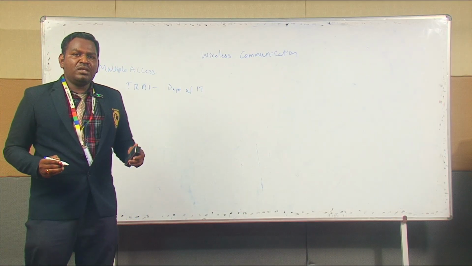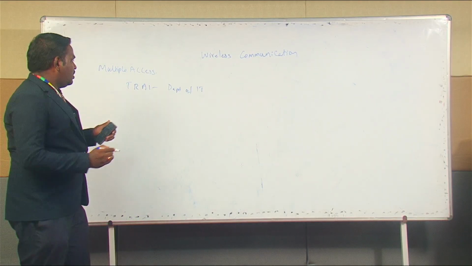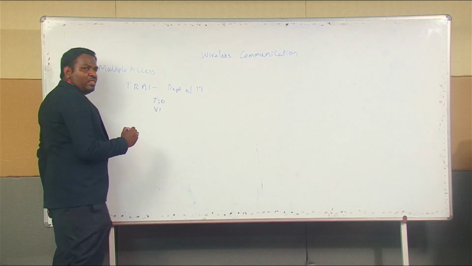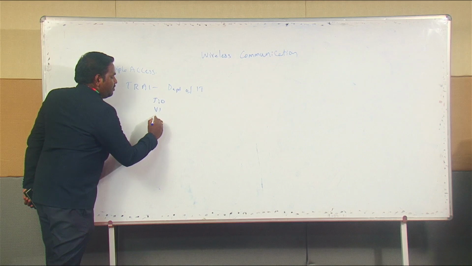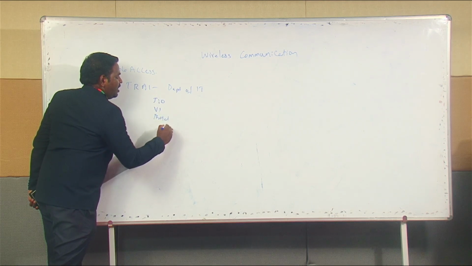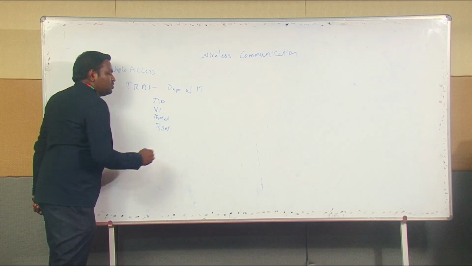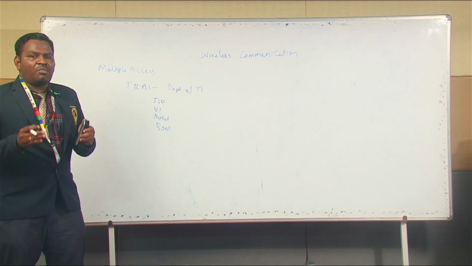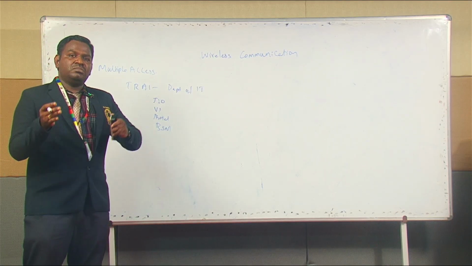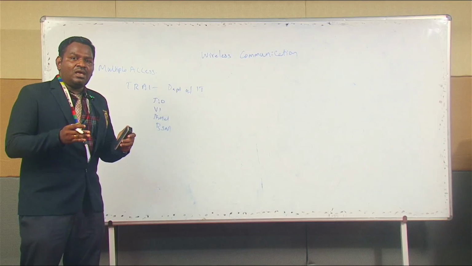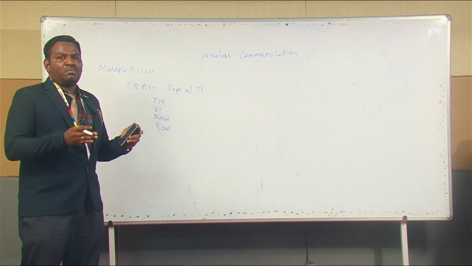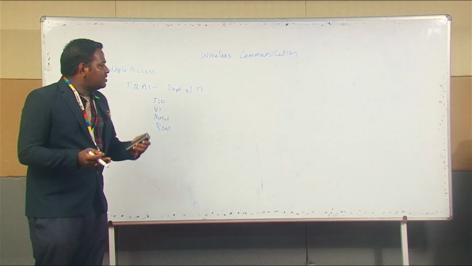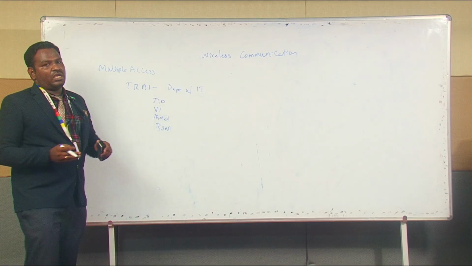So the dominant network operators in India are Jio, Vodafone Idea, as well as Airtel and BSNL. What these networks will do is they will first get a license for a particular frequency band from the government, and they will allocate these spectrum bands to individual users. So this frequency allocation process is handled by these multiple access techniques.